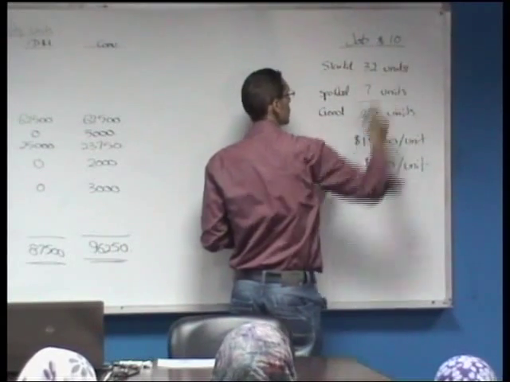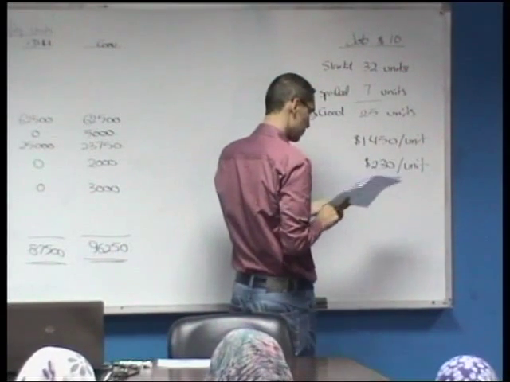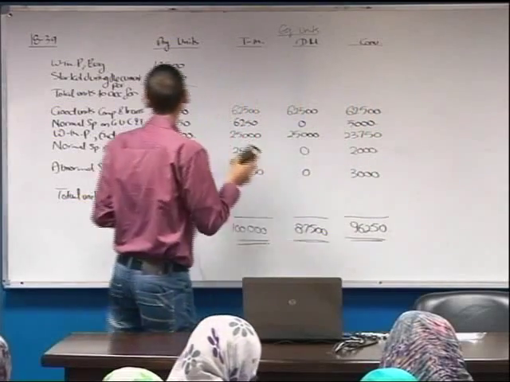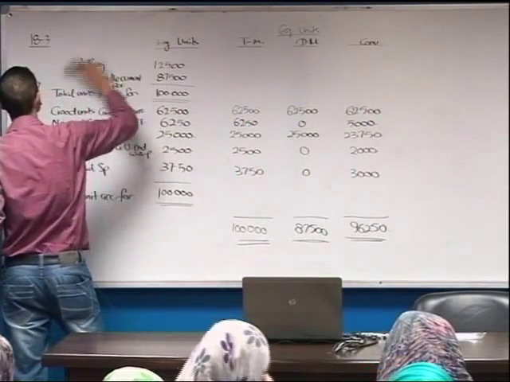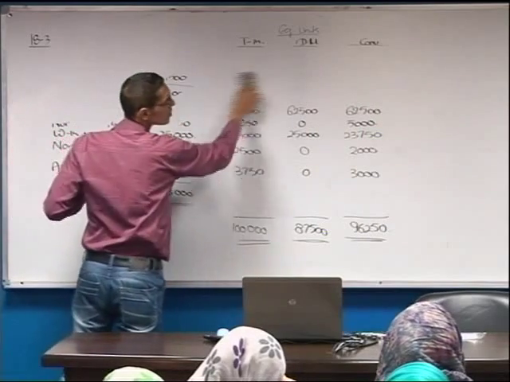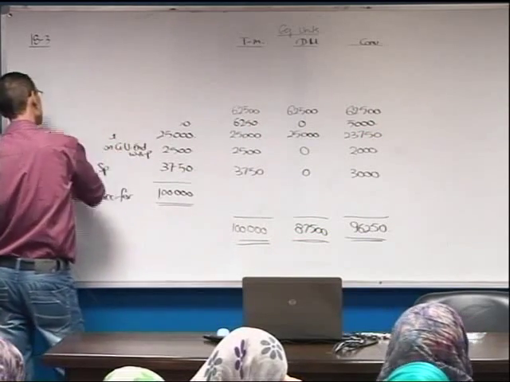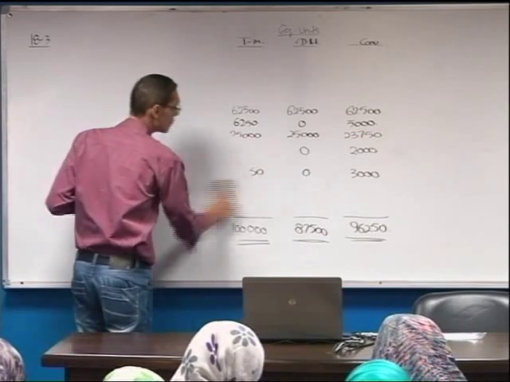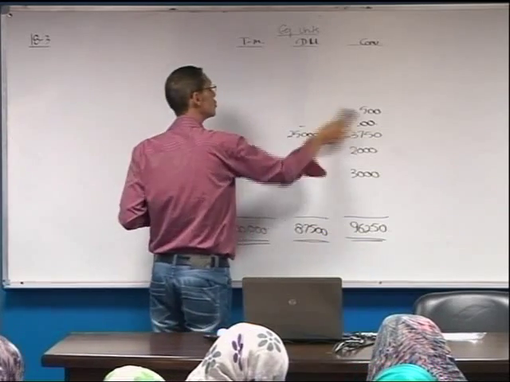What is the requirement? The required normal spoilage rate. The first thing, of course, is that we have 7 units spoiled from 32 units that were started, which leaves us with 25 units as good units.